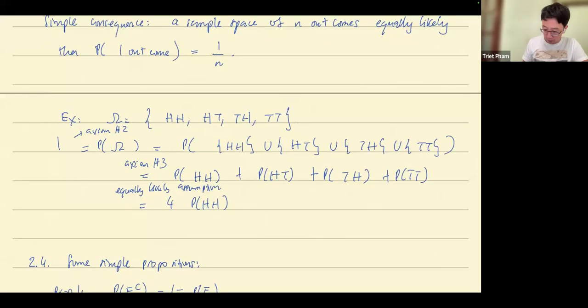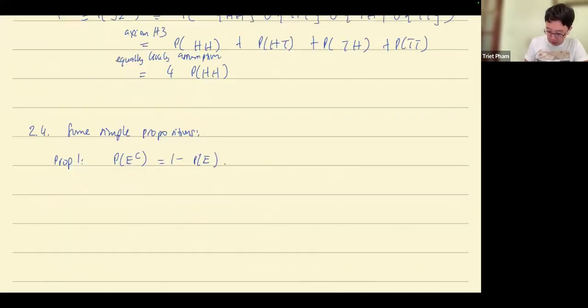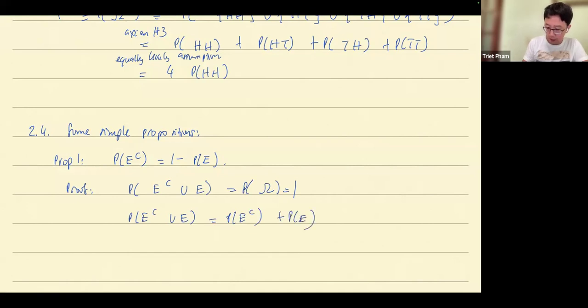So, how to prove this? P of E complement union E is P of omega, which is 1. But on the other hand, this is also equal to the sum because they are mutually exclusive. Like that, right? So anyway, let's not make a big deal out of it. But again, it comes from axiom 2 and 3.